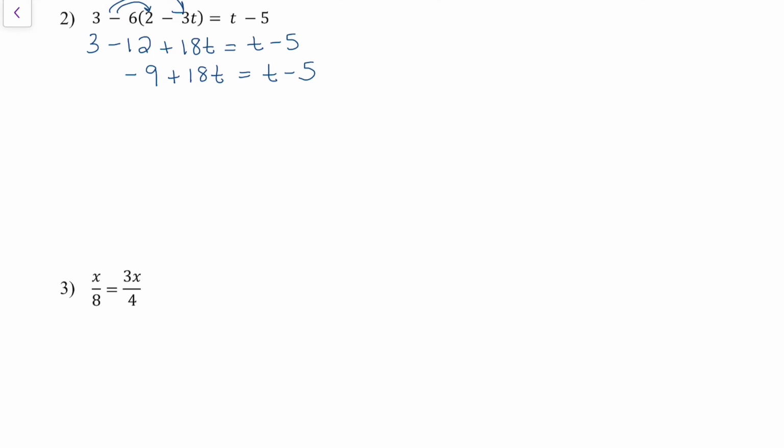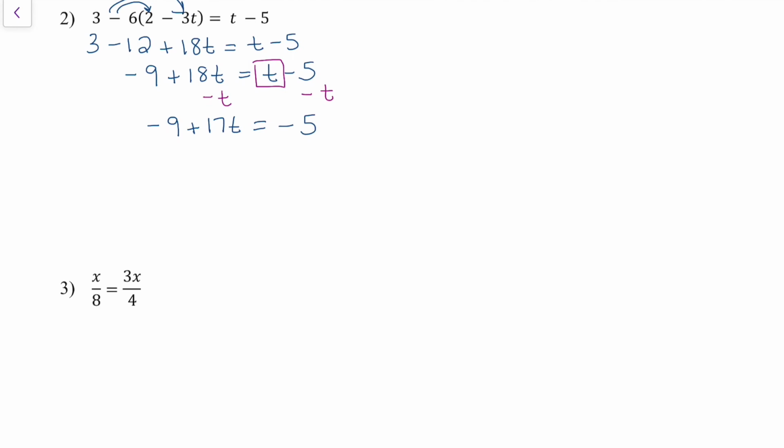And so I'm going to work on getting rid of the t on this side. So to do that, I'm going to subtract a t from both sides. So I get -9 plus 17t equals -5. Don't forget the negative in front of the 5 there.